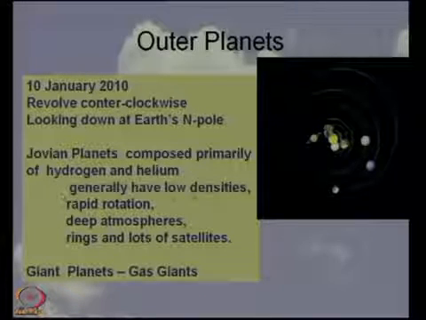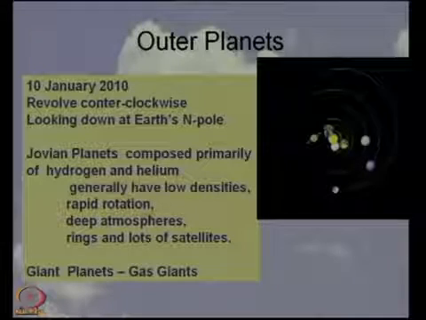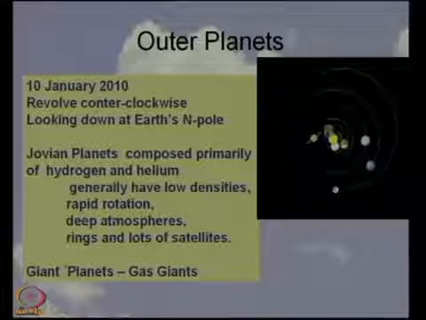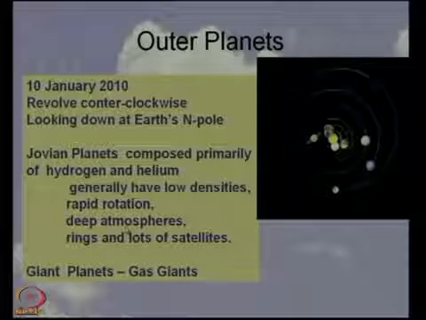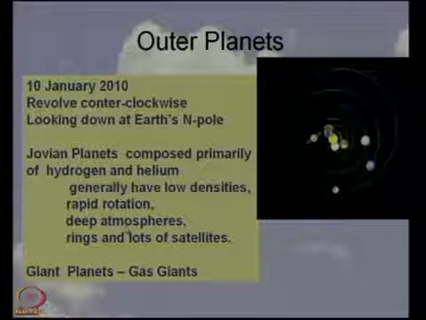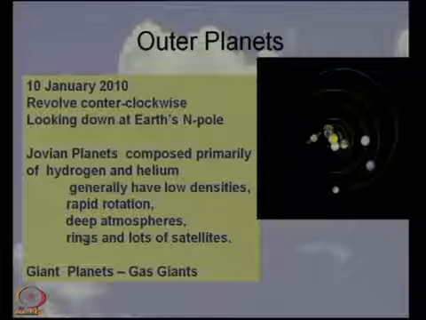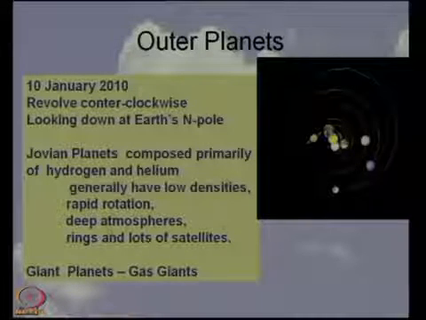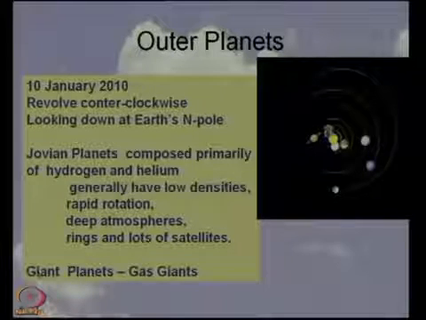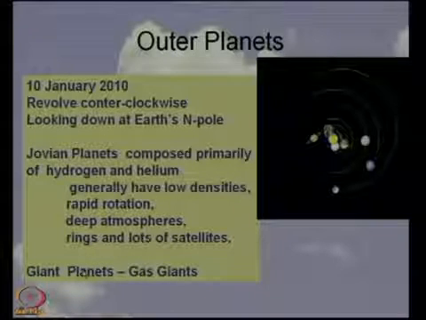They generally have low densities, they rotate rapidly, and they have deep atmospheres, unlike the Earth's atmosphere. They have rings and lots of satellites. And these are giant planets, their masses are much larger than the masses of the inner planets. They are also called gas giants.